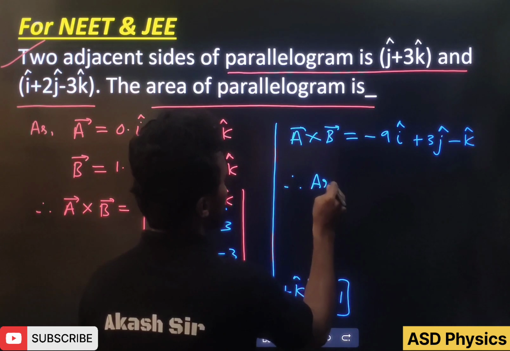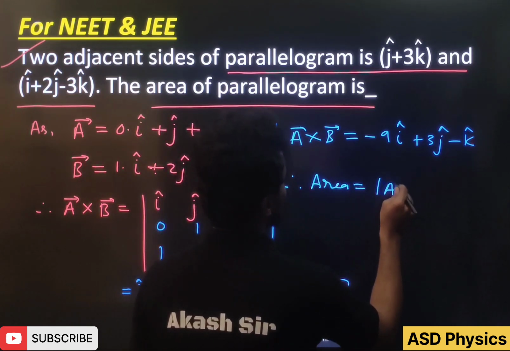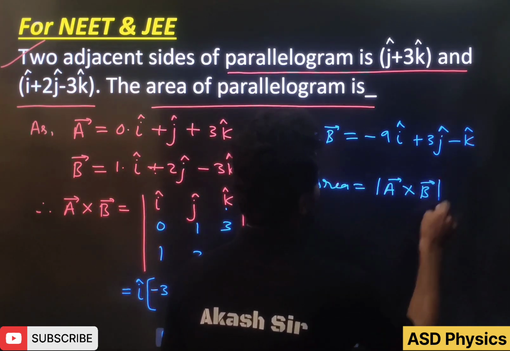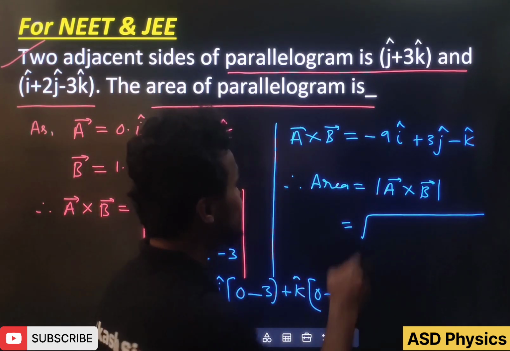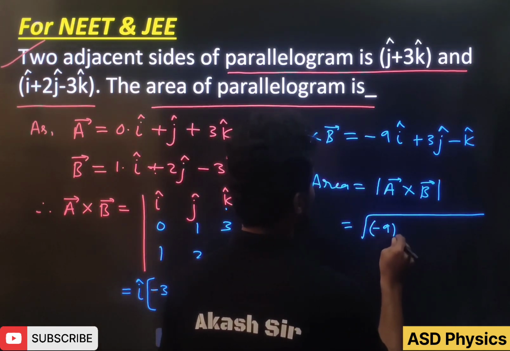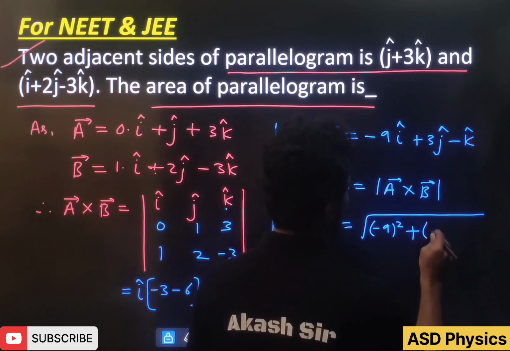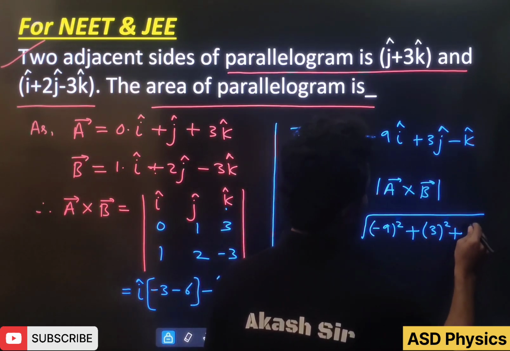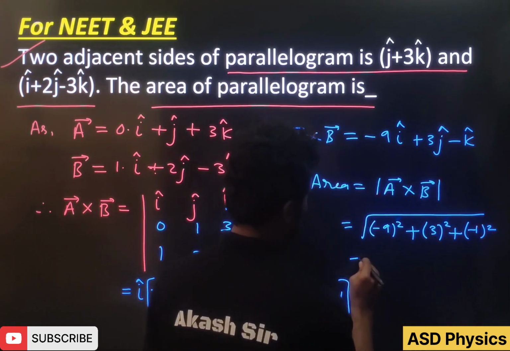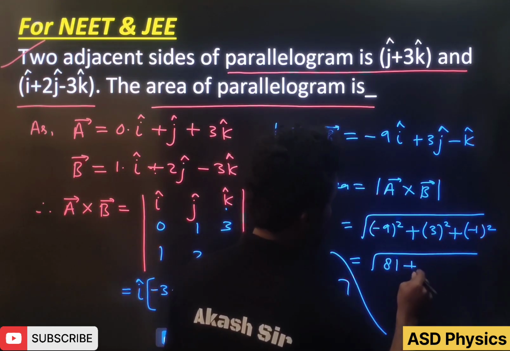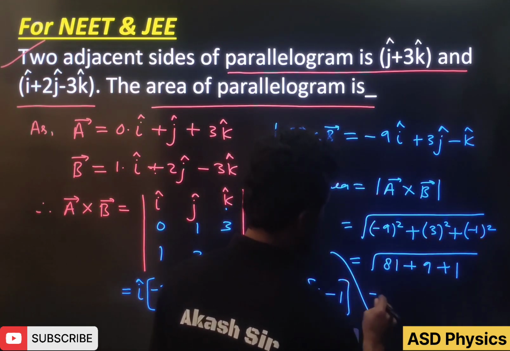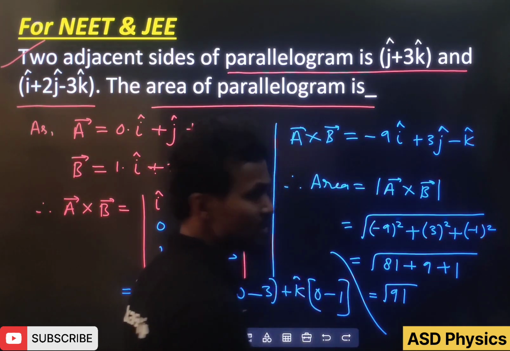Hence, students, now the area formula: mod of a cross b. We know very well how to calculate the mod. So the coefficient of i cap is minus 9 squared, plus the coefficient of j cap, 3 squared, plus the coefficient of k cap, minus 1 squared. So what will this become? It will become 81 plus 9 plus 1, that means root 91.